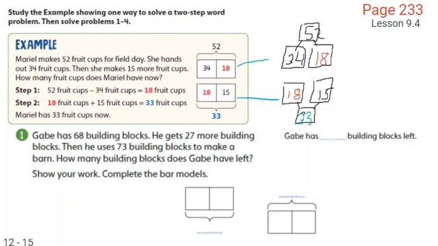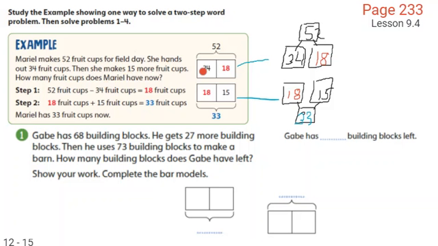Okay, let's start reading here. Mariel makes 52 fruit cups for field day. She hands out 34 fruit cups. Then she makes 15 more fruit cups. How many fruit cups does Mariel have now? Well, first we need to find out how many. So she has 52 to begin with total. She hands out 34. So this 52 minus 34 is equal to, you have to do the math, but I'm just doing this quickly.